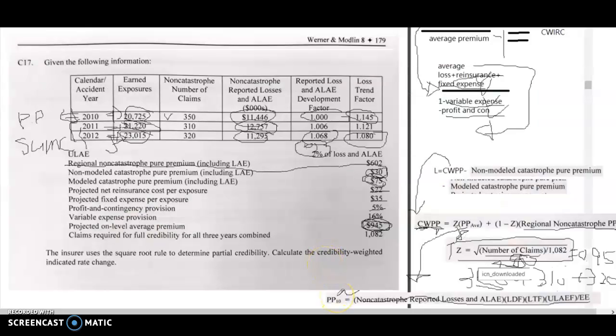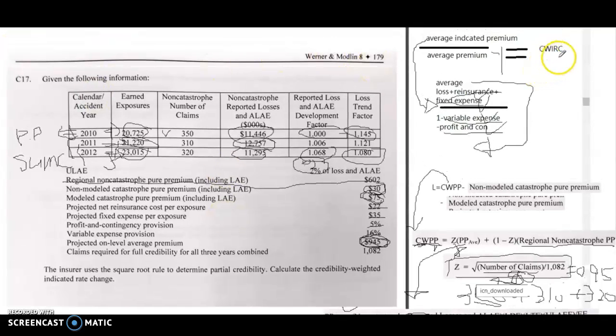Okay, so the next question is C70. It asks us to calculate the probability weighted indicated rate change, CWIRC here. The formula of CWIRC is average indicated premium divided by average premium minus 1. We already have average premium, which is 945 here. So we have to calculate the average indicated premium. The formula of the average indicated premium is here: average loss plus reinsurance plus fixed expense, divided by 1 minus variable expense minus profit and contingency.